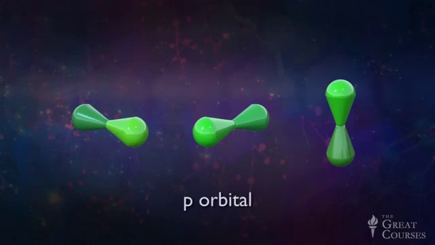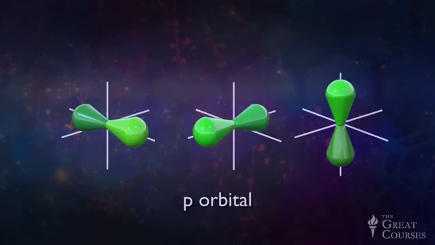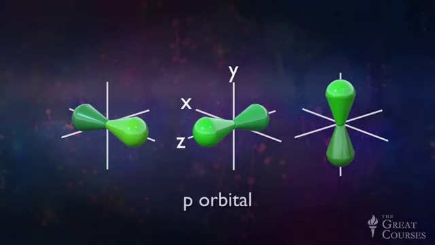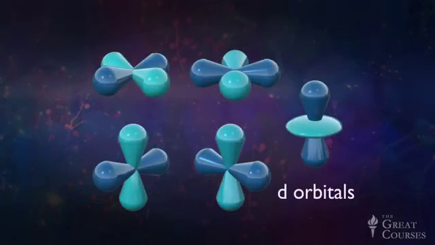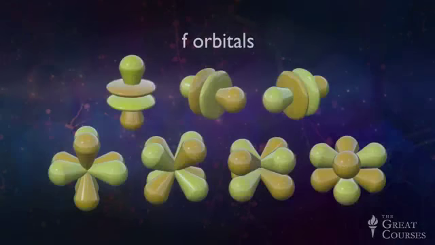Now, there are 3 P orbitals in any P subshell, so what's the difference between them? The 3 orbitals are oriented in 3 different directions in space, which we can arbitrarily label the X, the Y, and the Z directions. The orbitals themselves are identical to each other, just oriented differently in 3-dimensional space. The D orbitals have the shape of double dumbbells, or rosettes, and the 5 D orbitals in the D subshell also have different orientations in space. In principle, this idea continues into the F subshell, and so on.